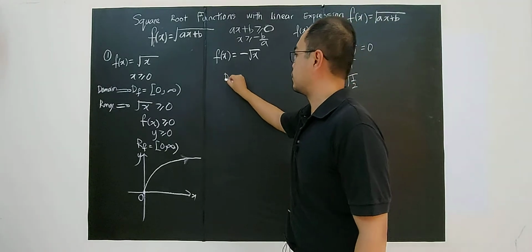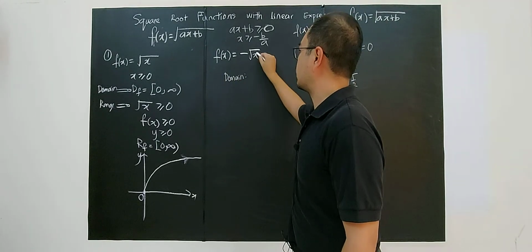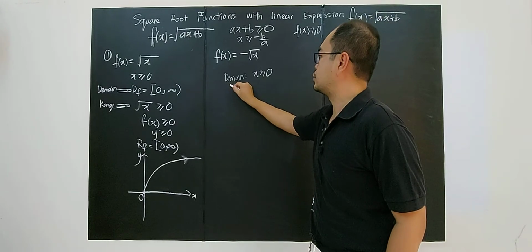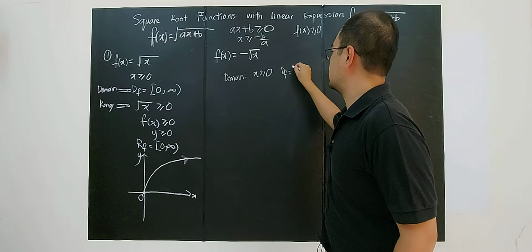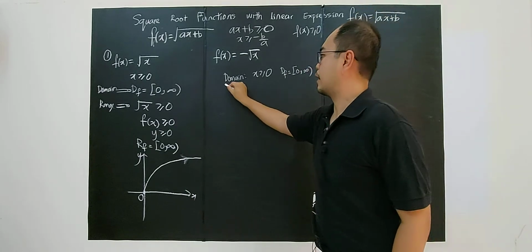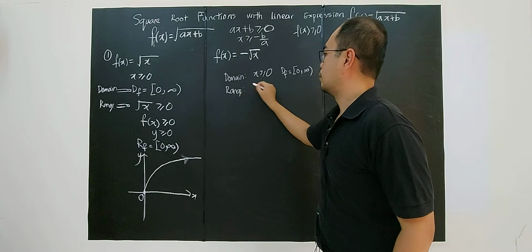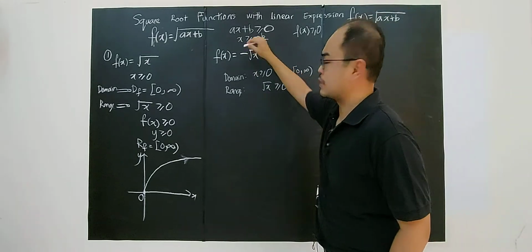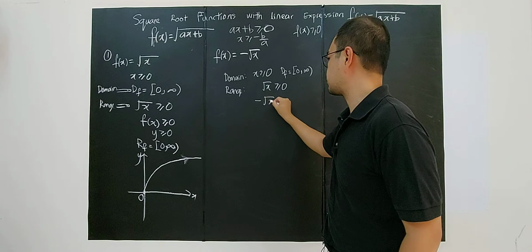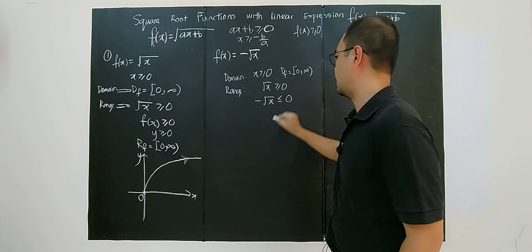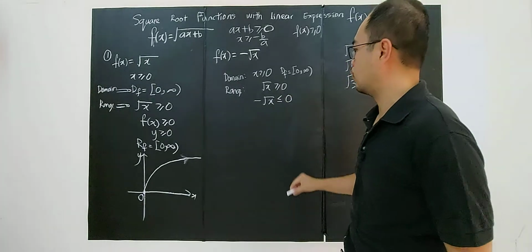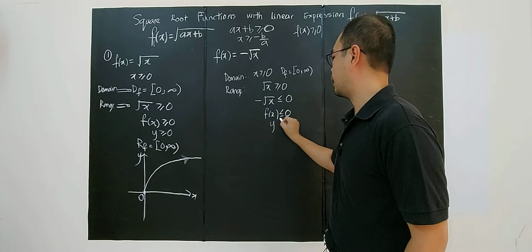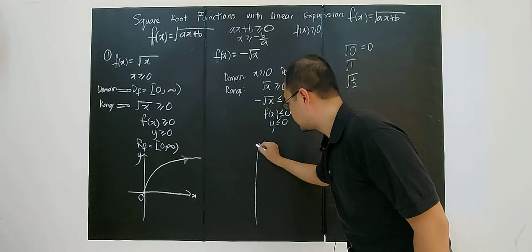But the domain will still remain the same, because x must be at least 0. So the domain is 0 up to infinity. And the range will change. Because the square root of any number is at least 0, but there is a negative here, so I multiply by negative. What happens when you multiply by a negative on both sides? It turns out to be at most 0, always negative. It means your f(x) will be less than or equal to 0, and your y will be at most 0. So let's see the graph.